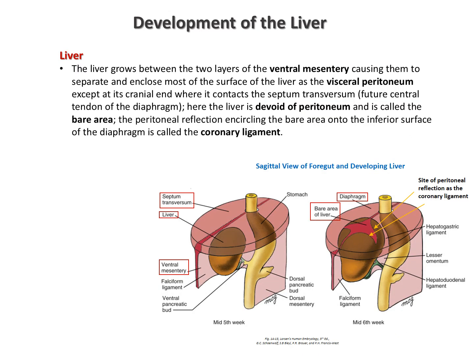On this slide, we can see that the liver subsequently grows between the 2 layers of the ventral mesentery, causing them to separate and enclose most of the surface of the liver as the visceral peritoneum, except at its cranial end, where it contacts the septum transversum, which, recall, becomes the future central tendon of the diaphragm. In this location, the liver is devoid of peritoneum, and this surface is called the bare area of the liver. The peritoneal reflection encircling the bare area onto the inferior surface of the diaphragm is called the coronary ligament.